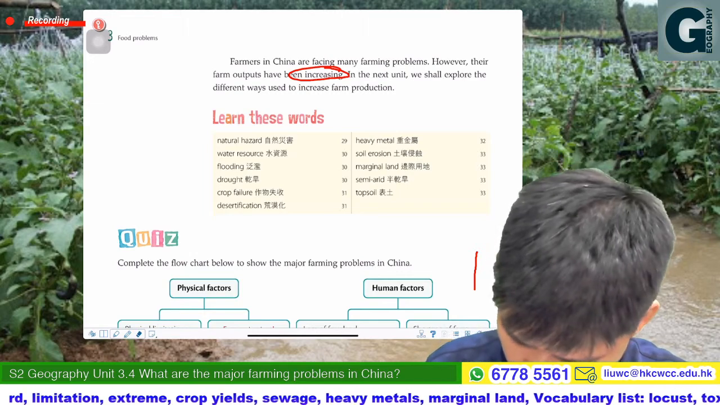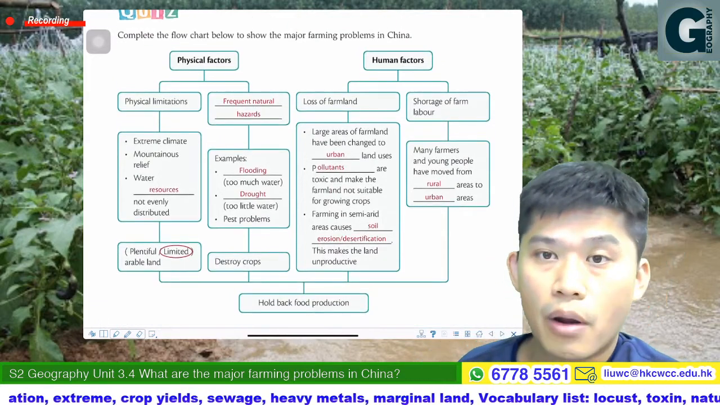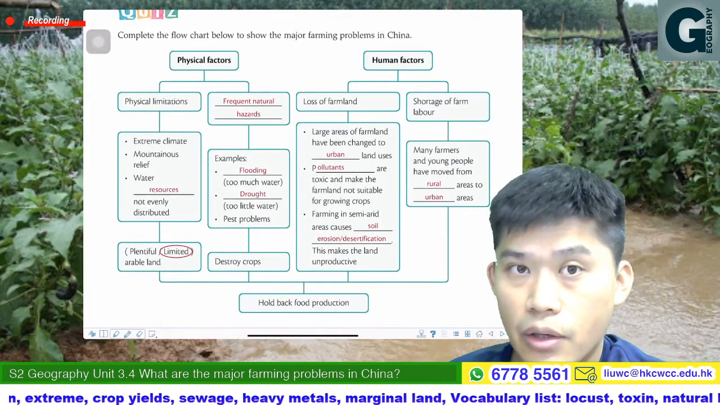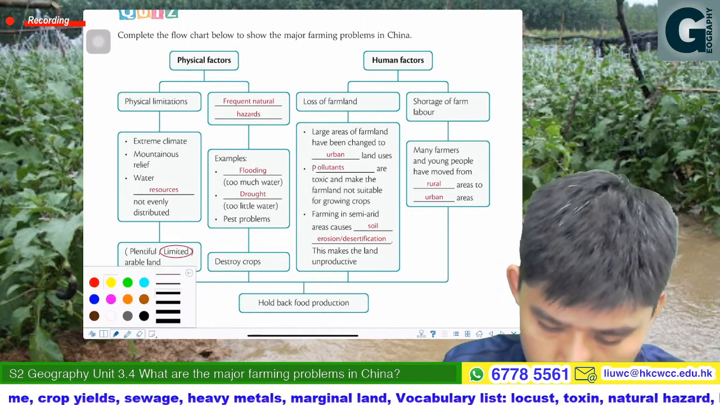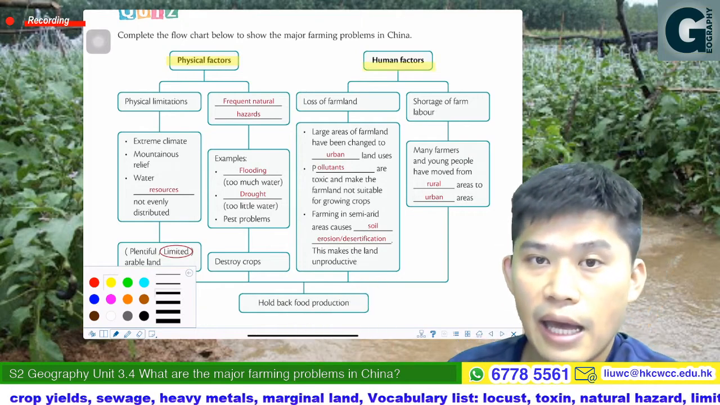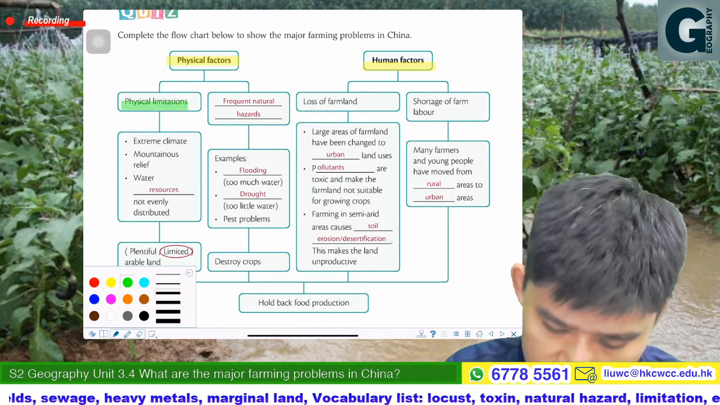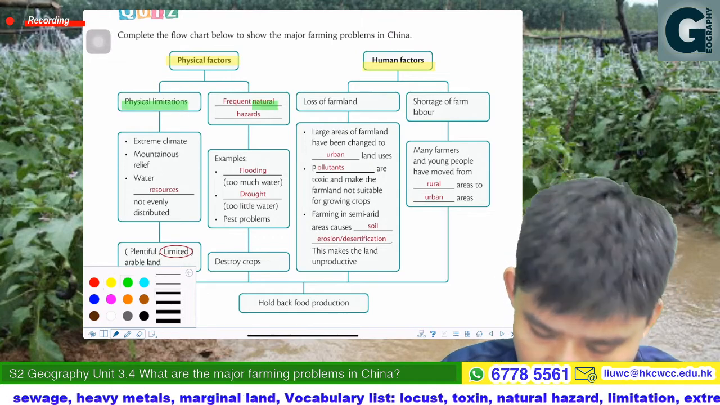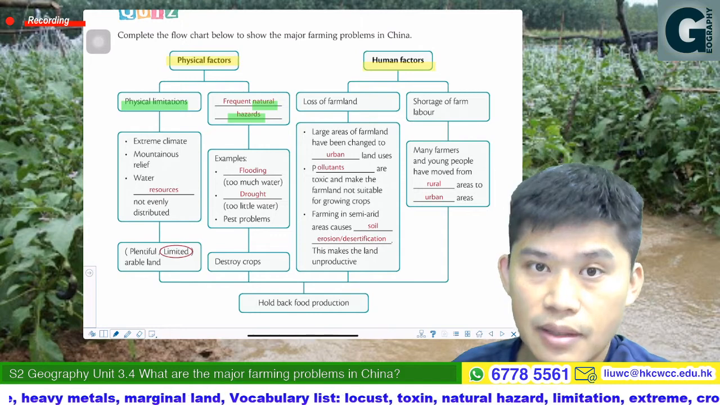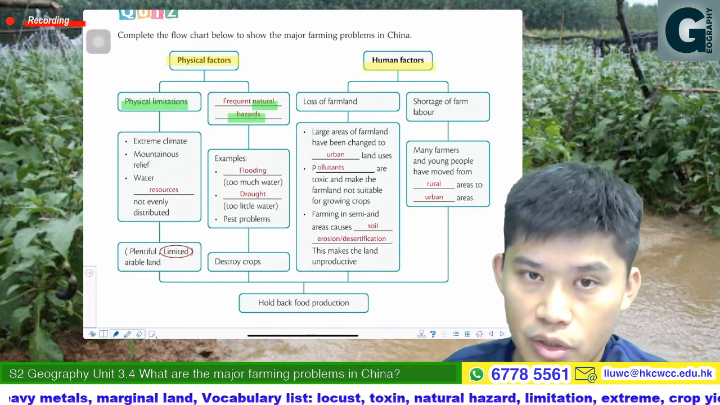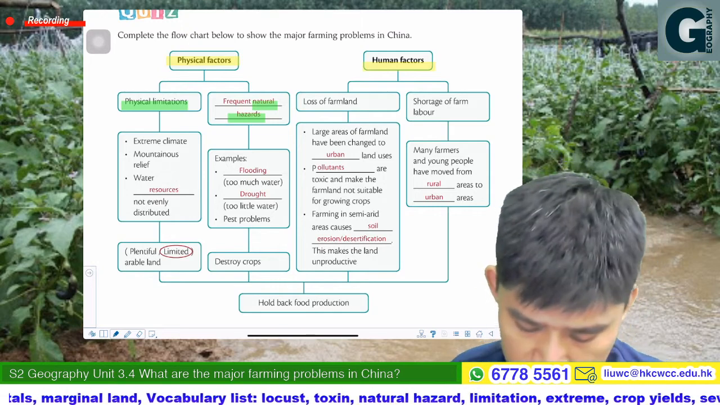Okay, so therefore here that would be about the unit summary. So we may have a look at the unit summary. What are the farming problems in China? So we can divide them into two types of factors, physical factors and human factors. For physical factors, these are the physical limitations or the natural hazards. Physical limitations include the extreme climate, mountain relief, and water resources not evenly distributed, so therefore that would lead to limited arable land.